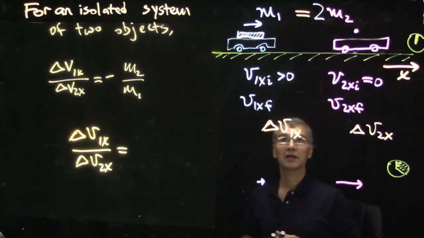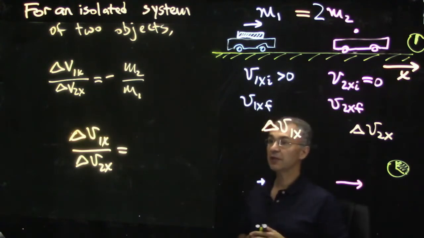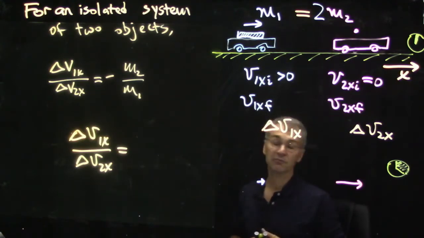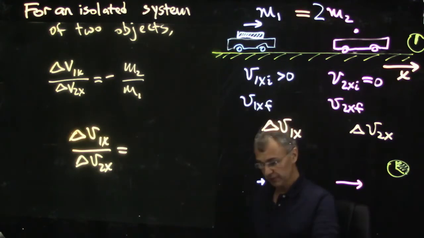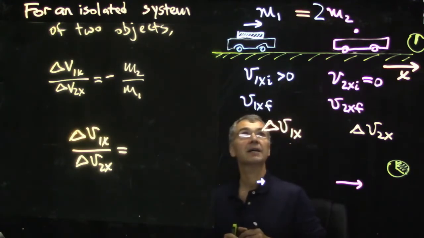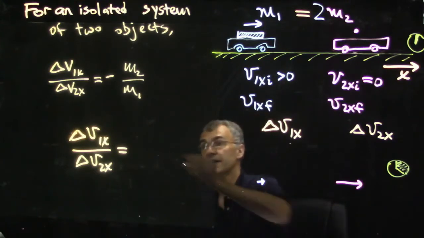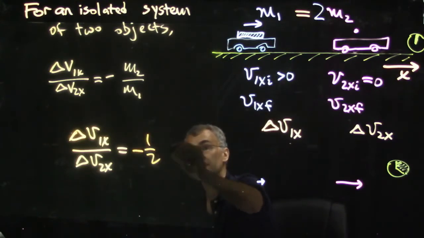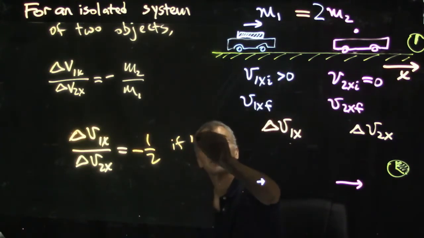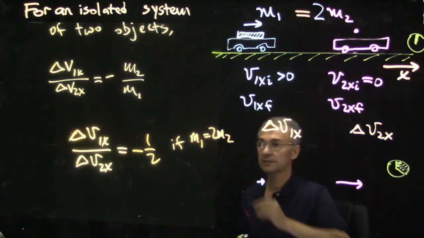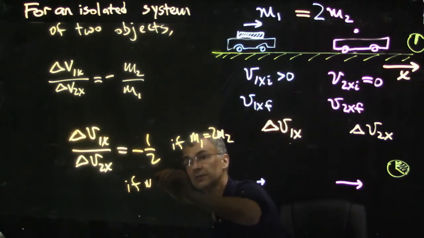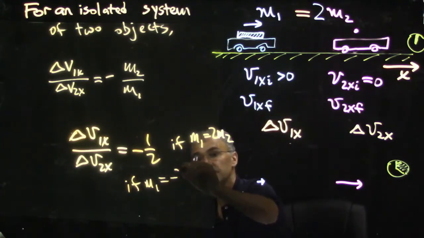And so remember, delta V1x over delta V2x is minus m2 over m1. So that would be minus 1/2, right? So that's minus 1/2 if m1 equals 2m2.